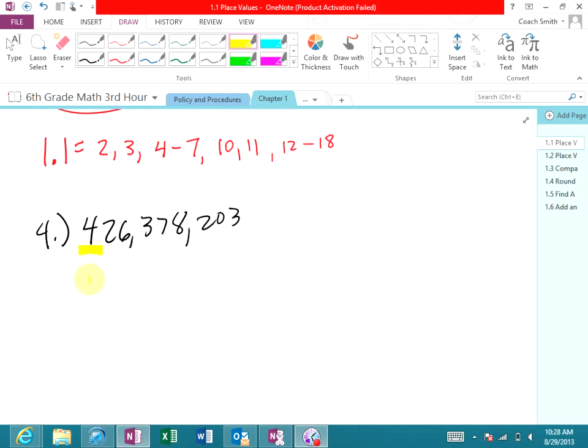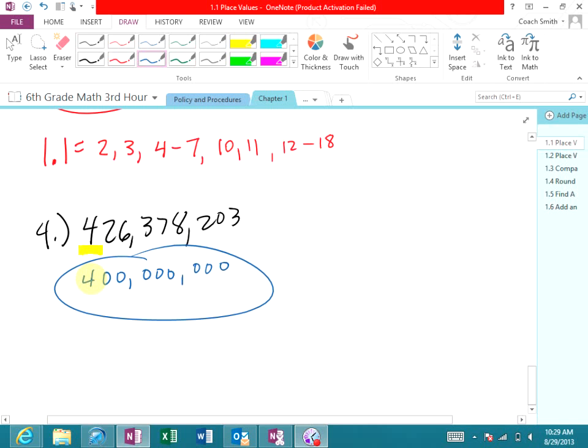They want you to write 400,000,000. They don't want you to say 100 millions, even though that's the actual place value that number is in. Don't write 100 millions. They just want you to identify that place value just like you were going to put it in expanded form. And that's it. You're done. That's the answer.